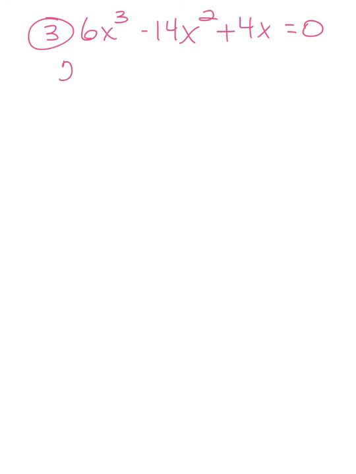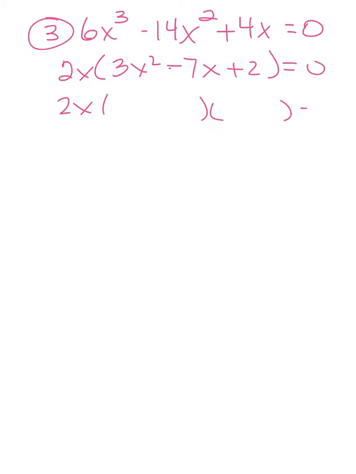So I'm going to factor out a 2x, and I'm left with 3x squared minus 7x plus 2 is equal to 0. I'll rewrite my 2x, set up my parentheses. I know my signs are the same. This time they're both a negative.